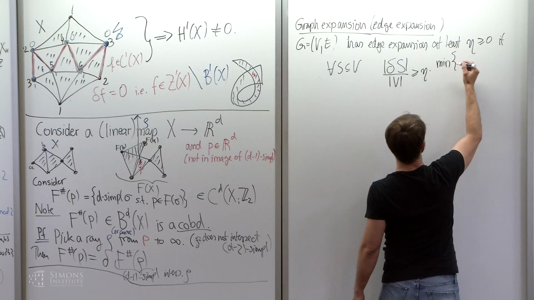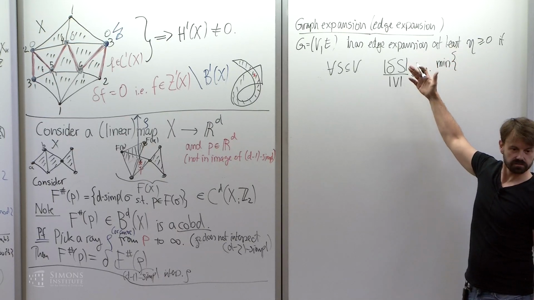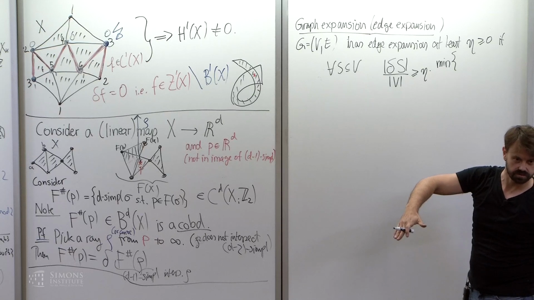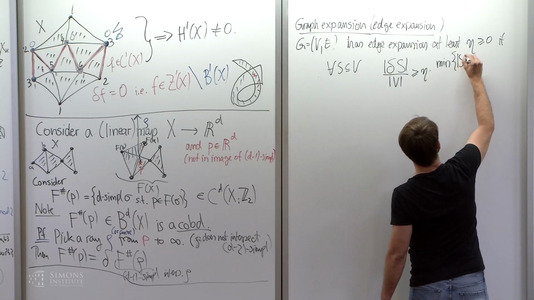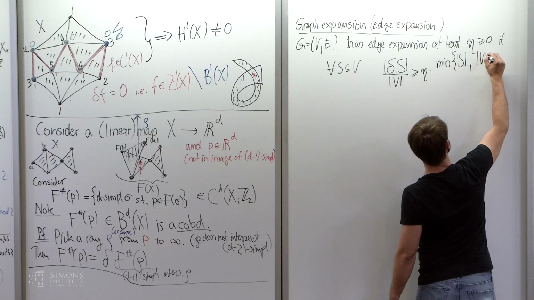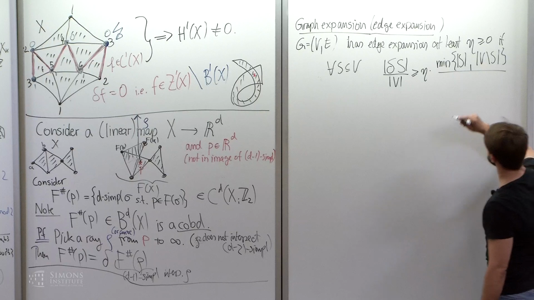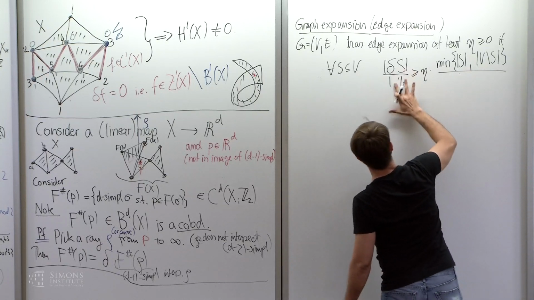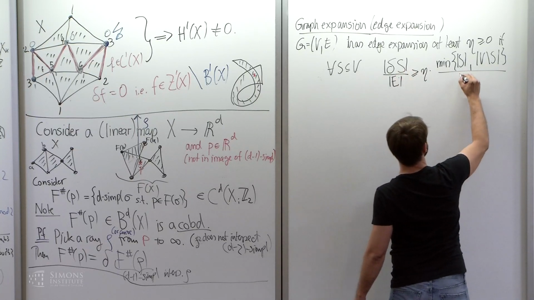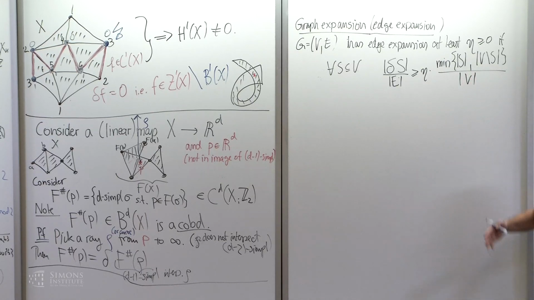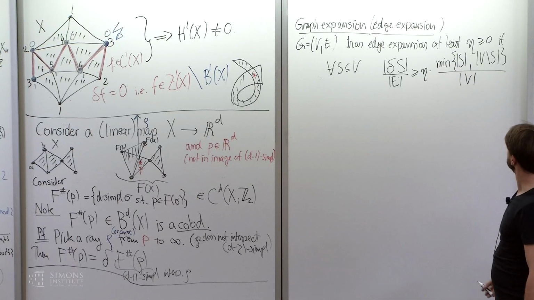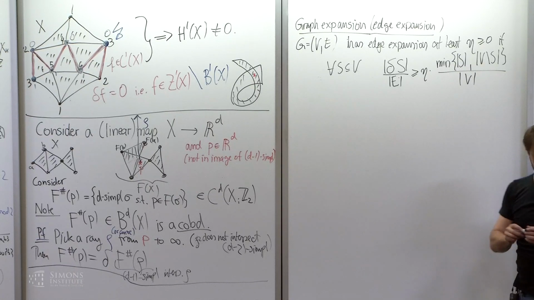Well, I can't just compare it to the size of S, because I might have a very large set. So the right thing to do is to take either S or the cardinality of its complement, because it doesn't matter. This is completely symmetric. And this is not vertices, but edges, and here normalized to the vertices. So this is a normalized way of talking about edge expansion, where I assume the uniform distribution on both the vertices and the edges. And this kind of makes sense.